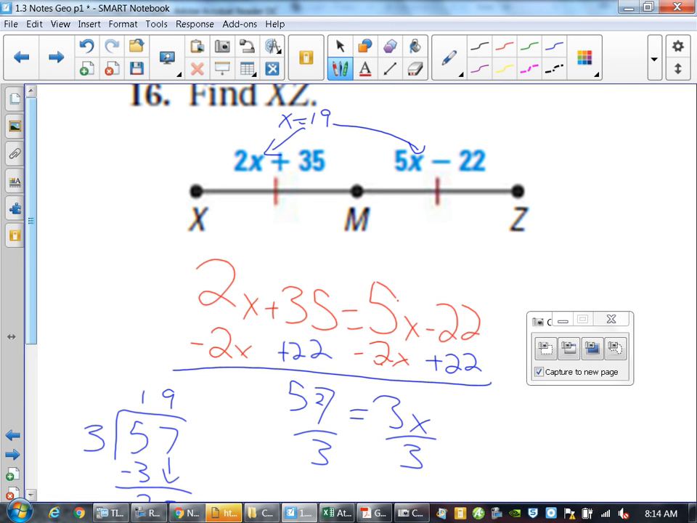Now, one thing to warn you: if you get different answers for both XM and MZ, you're probably doing something wrong, because those two should be equal. It should be the same. All right?